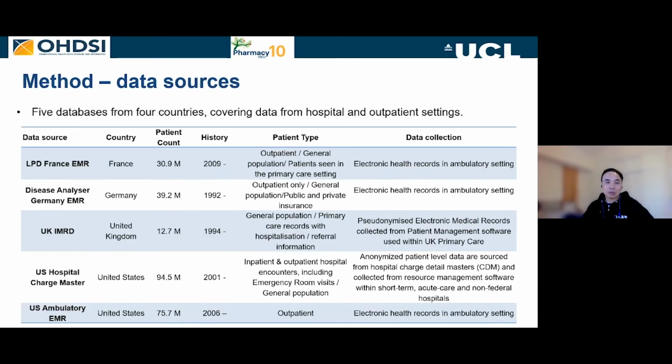So for this particular one, we have five databases from four different countries, covering data from hospitals and outpatient settings. Those are the data provided by IQVIA, and we have a community call to ask other people to join us. So far we have database-provided data from France, Germany, UK, US. I'm not going to go through all of them, but it shows you the number of patients in here.